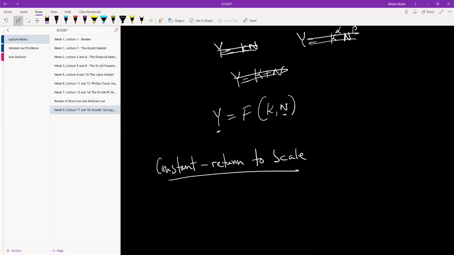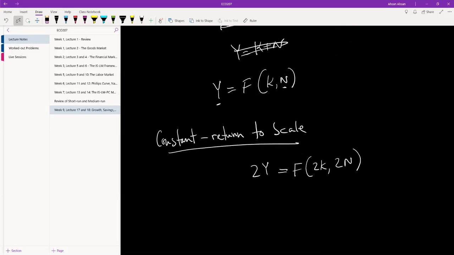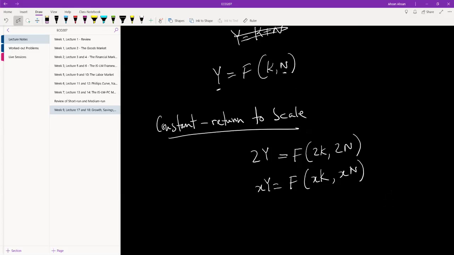What this means is that if we double the capital and the workers we have in the economy, the output is going to double. So what we can write is that if we have twice the capital and twice the workers, we're also going to have twice the output. This is a constant return. Or we can write just xY equals F(xK, xN). So by whatever scale we increase capital and population, the output is going to increase by the same scale.